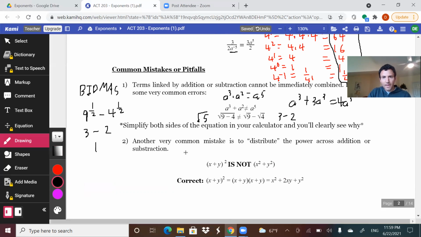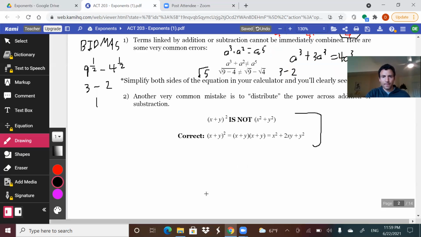So that's why those are different. Okay. Anyway, this mistake we talked about, this very common one, do not, and they'll try this on the test, do not distribute a power or indice or exponent across addition or subtraction.